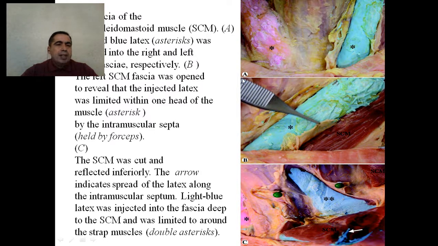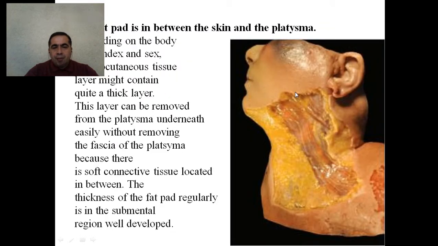And the next moment, the fascia of the sternocleidomastoid muscle. Look at A. Red and blue latex was injected into the right and the left sternocleidomastoid fascia respectively. The left SCM fascia was opened to reveal that the injected latex was limited within one head of the muscle, the asterisk, by the intramuscular septa held by the forceps.